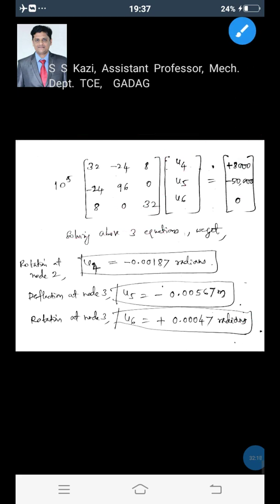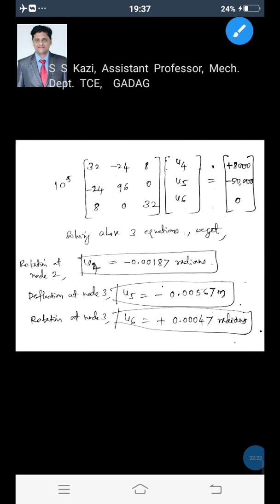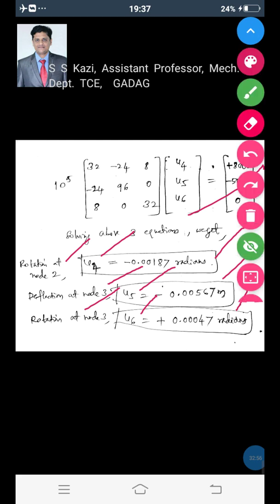The same. Okay. Only these 3 equations have to be solved to determine u4, u5, u6. Solving the above 3 equations, we will get rotation at node 2, that is u4, equal to minus 0.0018 radians. Deflection at node 3, that is u5, is equal to minus 0.00567 meters. And rotation at node 3, that is u6, is plus 0.00047 radians. This is how you need to solve the problems on beams to determine the deflection and the slope or rotation at each node. Okay, I hope you have understood.